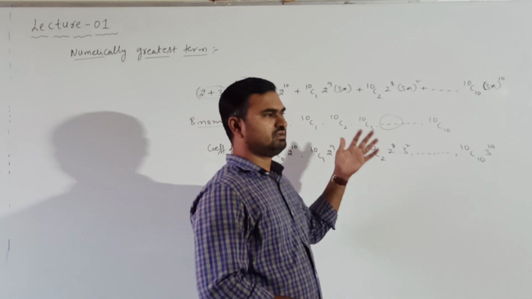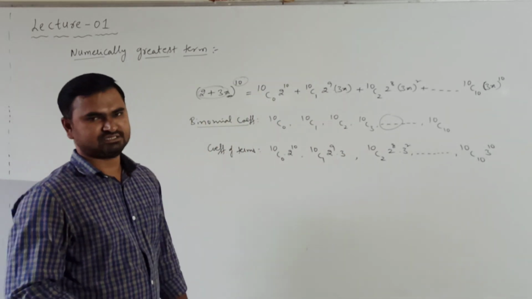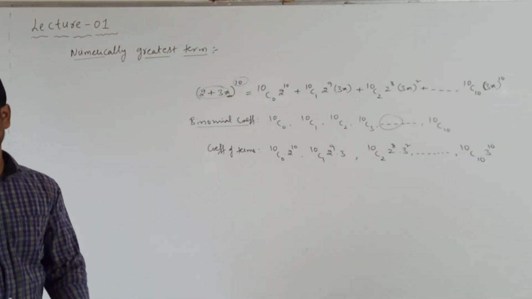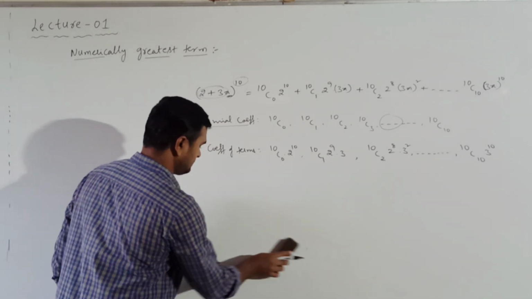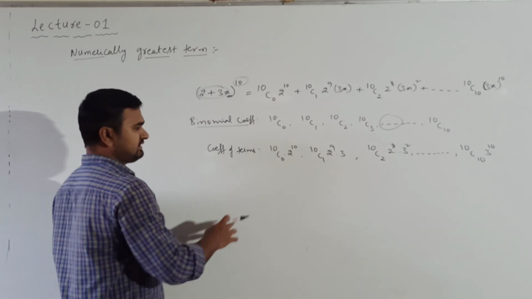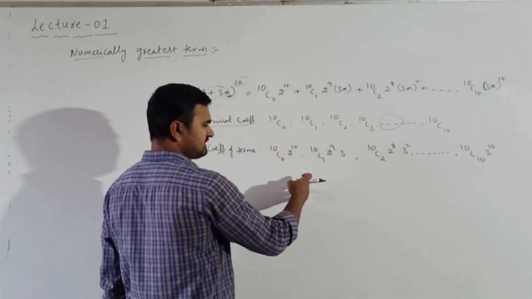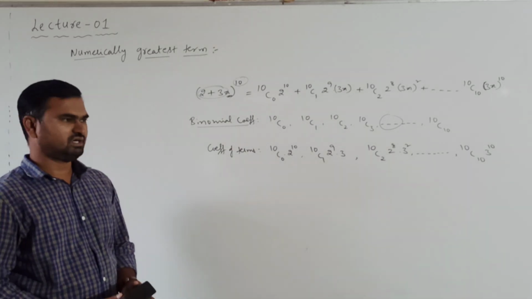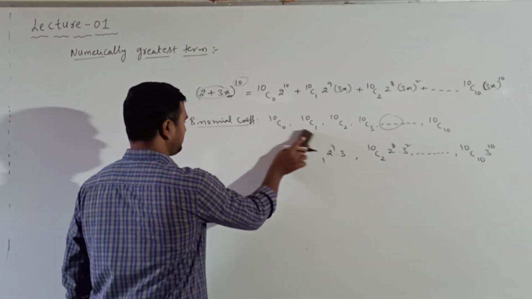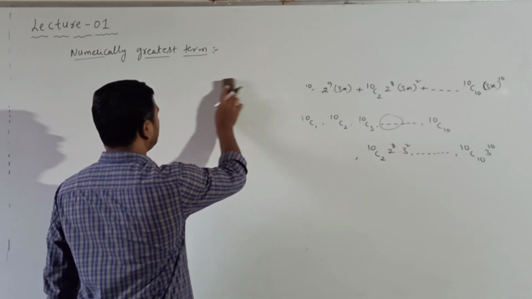So how do we get the numerically greatest term? There are some formulas for finding it, because directly we can't expand each of the terms, simplify the values and find what the numerically greatest term will be. So here there are some formulas for finding the numerically greatest term.